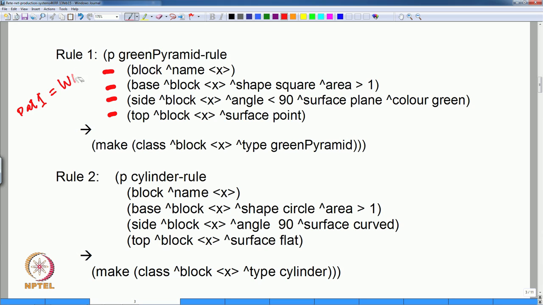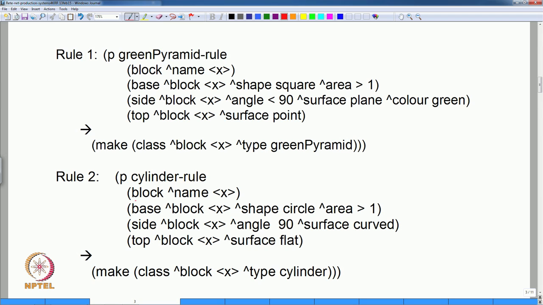So, if all these conditions are satisfied, then we say that we have a pyramid. The right hand side of this is our action. So, we are saying we make a class block X type green pyramid essentially. We are not really bothered about the right hand side here; maybe in the next class we will see what kind of actions we can do.